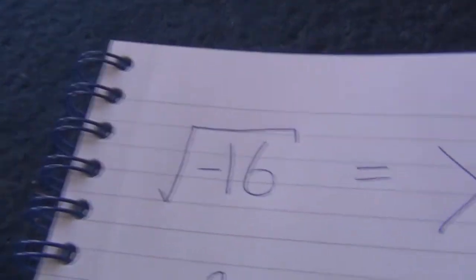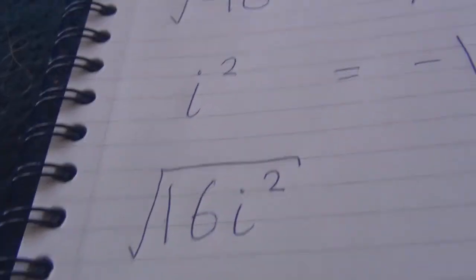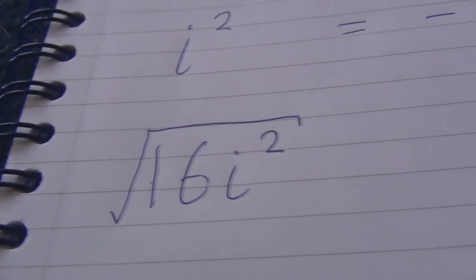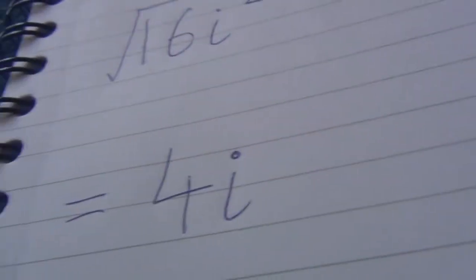Now, using this knowledge, we can soon find that we can work out the square root of negative 16. So obviously, square root of negative 16 on its own is not possible. But as i squared is -1, we can replace the negative with i squared to get root 16 i squared. Now, if you try to do that, you'll end up with 4i. Therefore, making the answer possible. It may be imaginary, it may be complex, but it's still possible.